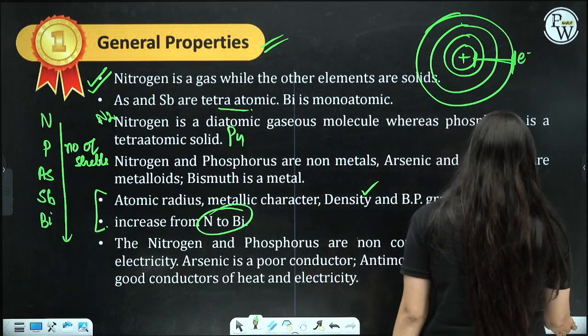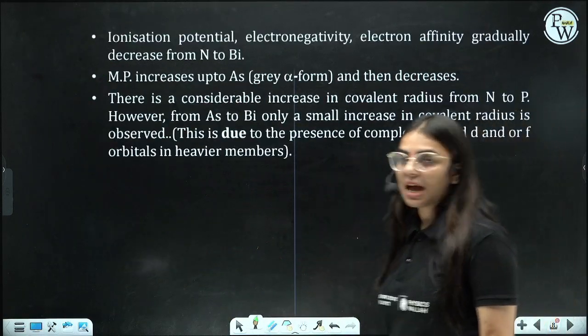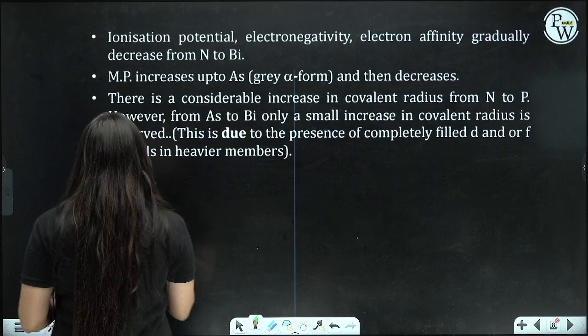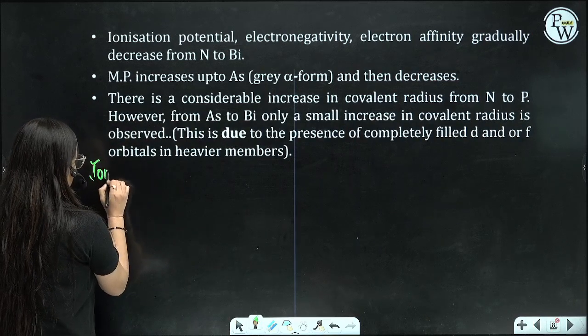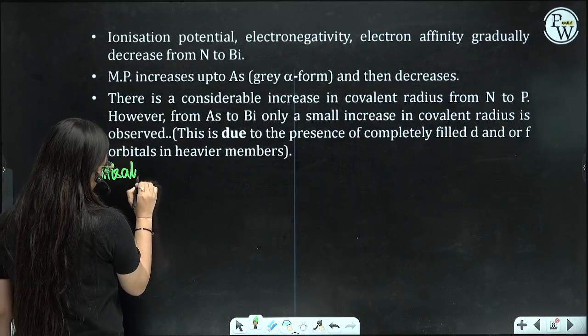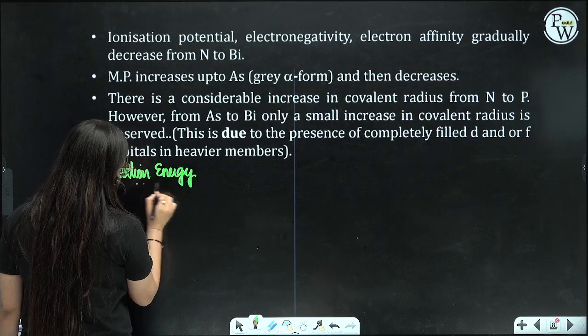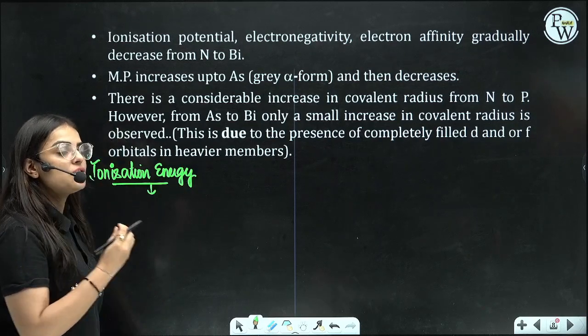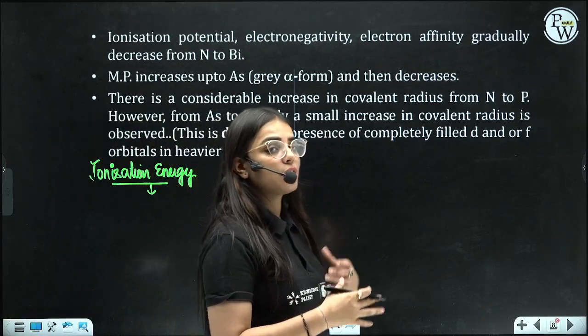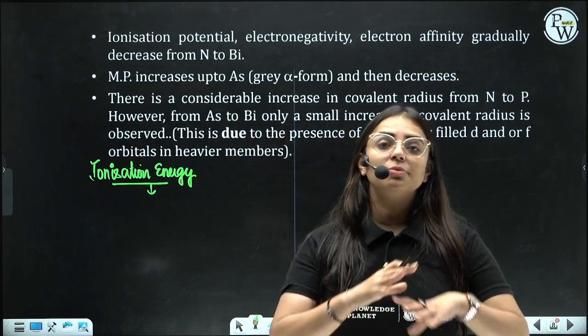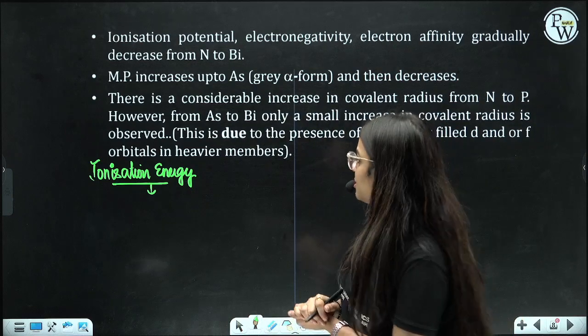Let's see, students, the next part. Now comes ionization potential. What is ionization energy or ionization potential? Let's talk about that. Ionization energy basically is the energy required to remove an electron from the outermost shell.